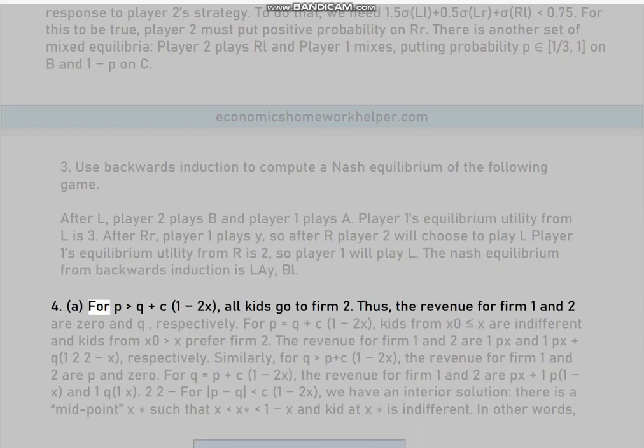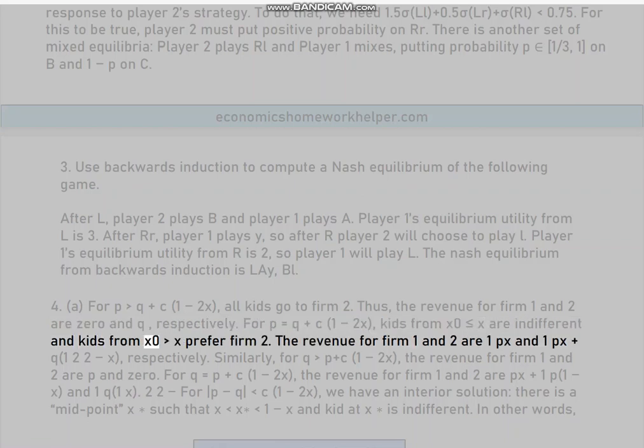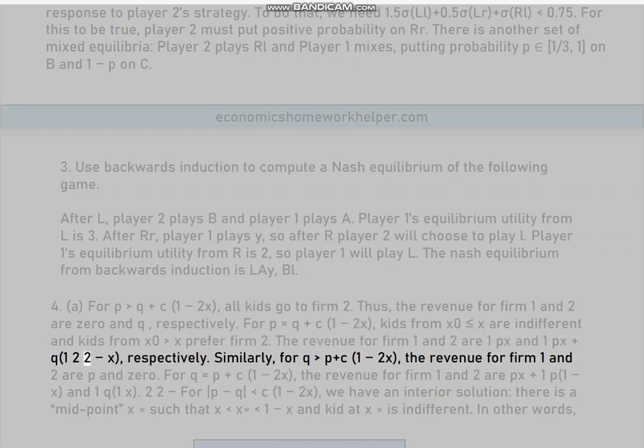For A, for p > q + c(1 - 2x), all kids go to firm 2. Thus, the revenue for firms 1 and 2 are 0 and q, respectively. For p = q + c(1 - 2x), kids from 0 to x0 are indifferent and kids from x0 to 1 prefer firm 2. The revenue for firms 1 and 2 are p·x and p(1 - x) + q(1/2 - x), respectively.